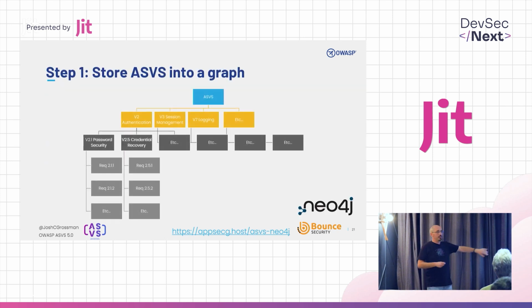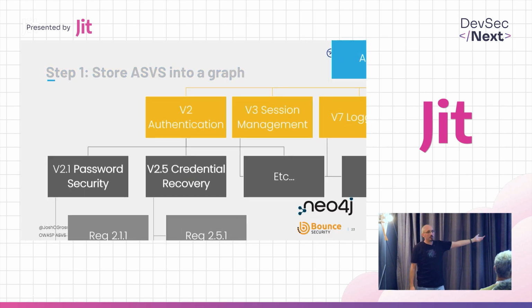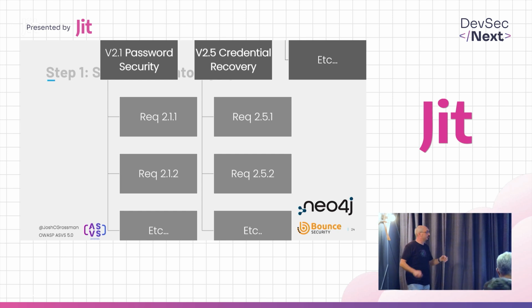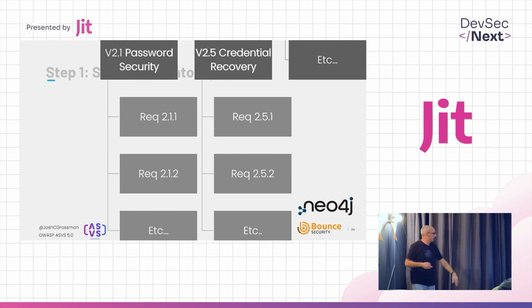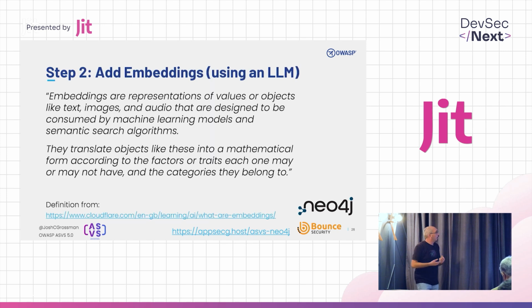So they took the ASVS, which, like I say, is structured into chapters, sections and requirements. Neo4j is a graph database company, so they thought it looks quite graphy. We start off with the top level of the ASVS, then the chapters, say authentication or session management, and within each chapter we've got sections, like password security or credential recovery. Within each of those sections we've then got the requirements themselves, and that forms a nice little tree graph. They took that and stored it in one of their graph databases.